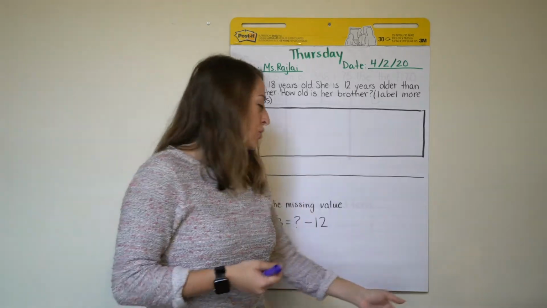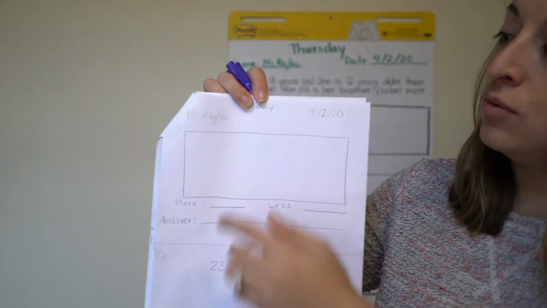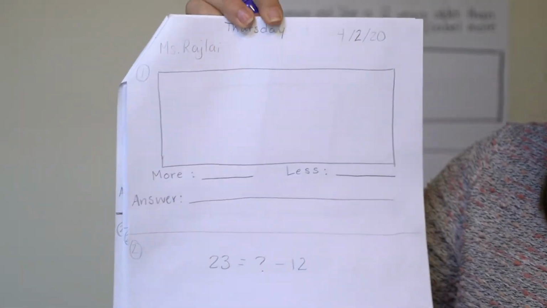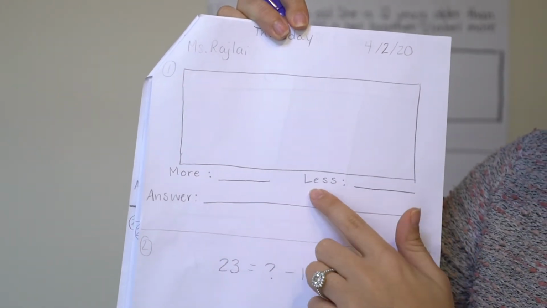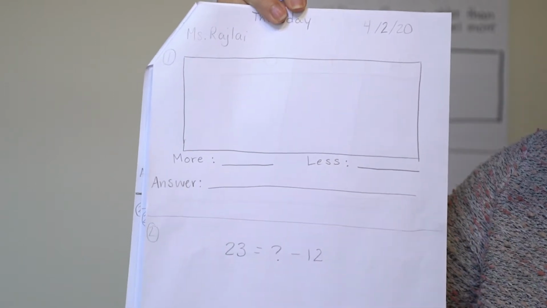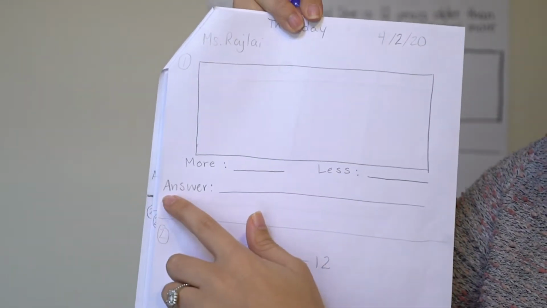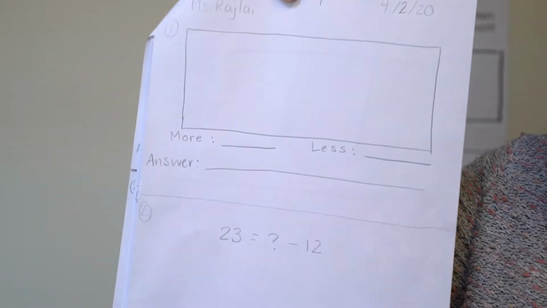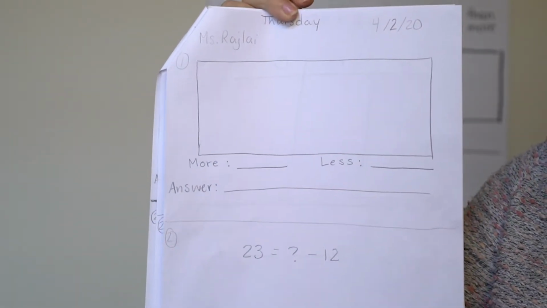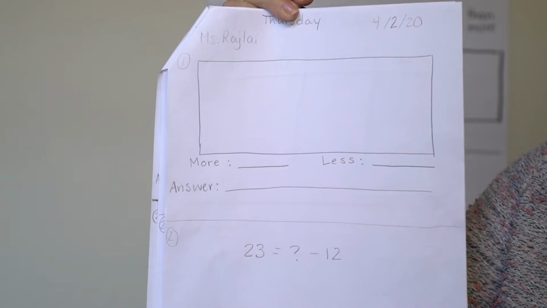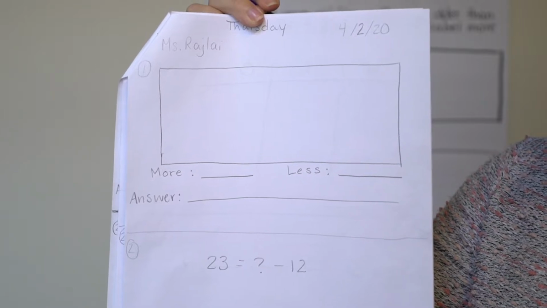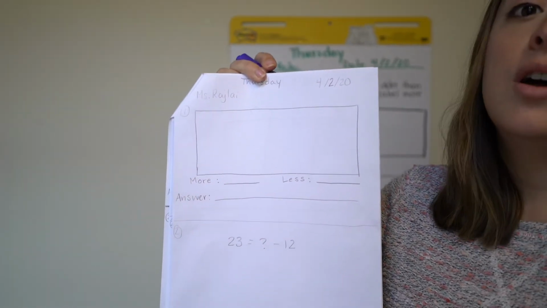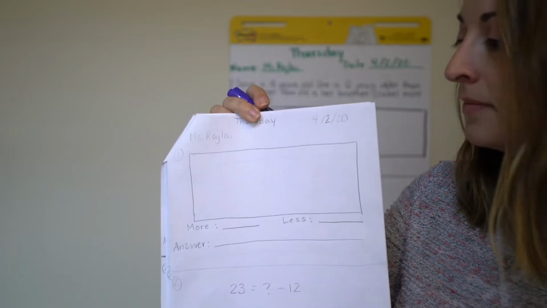Okay, so I'm going to show you what you should write for number 1. You don't want to write the whole problem out, but I do want you to draw a box. Because this is a more or less problem, write more and put a line, and then write less and put a line. Then on the bottom, write answer and put another line so you can write your answer in a complete sentence. If you need extra time, you can just pause the video.